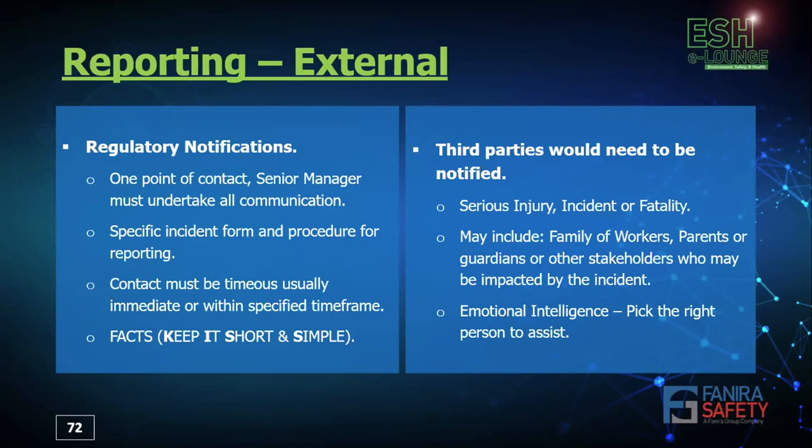And then third parties that need to be notified. So now we're looking at family of the workers, parents or guardians or siblings, other stakeholders who may be impacted by the incident. Now, this is where your emotional intelligence comes in. And it's a good idea to pick the right person. They may not be directly involved with the investigation or the leadership. Maybe perhaps they've got a closer relationship with the involved person or are known to the involved person's family.